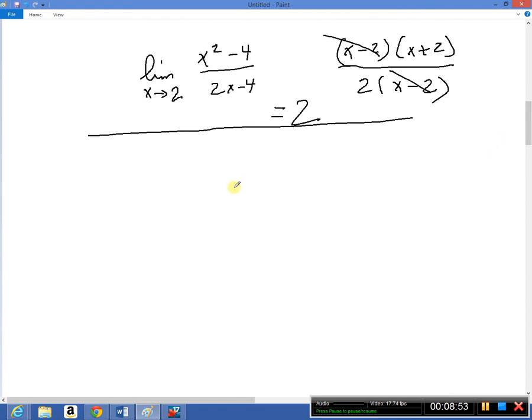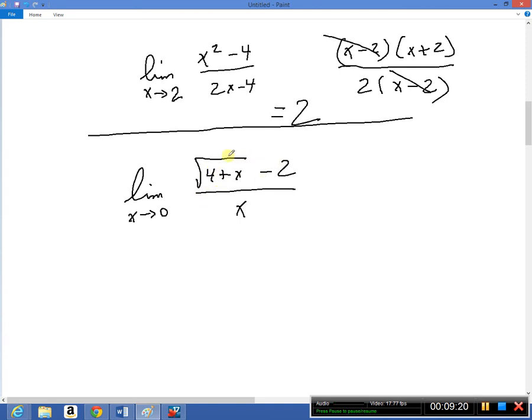Next question, square root of 4 plus x minus 2 over x, and we want the limit of that as x goes to 0. Once again, reality check. As x goes to 0, obviously the bottom goes to 0. The top goes to square root of 4, which is 2, minus 2, that's 0. So we got bad news, as expected.